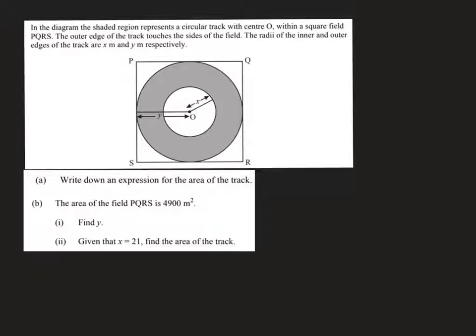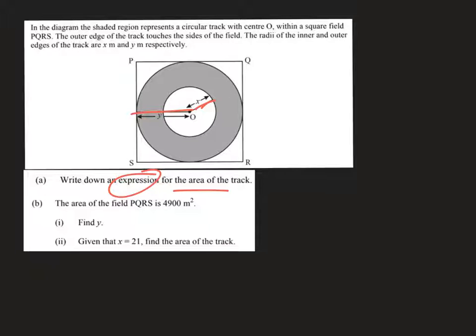Question 2 is a bit harder, but you've only got 4 marks, so you've got to work a bit harder for this. We're given a diagram which has a shaded region which represents a track with a centre O. We've got a square field, and it says the outer edge of the track touches the sides of the field, and the radii of the inner and outer edges are x and y respectively. And the first thing we're asked to do then is write down an expression for the area.